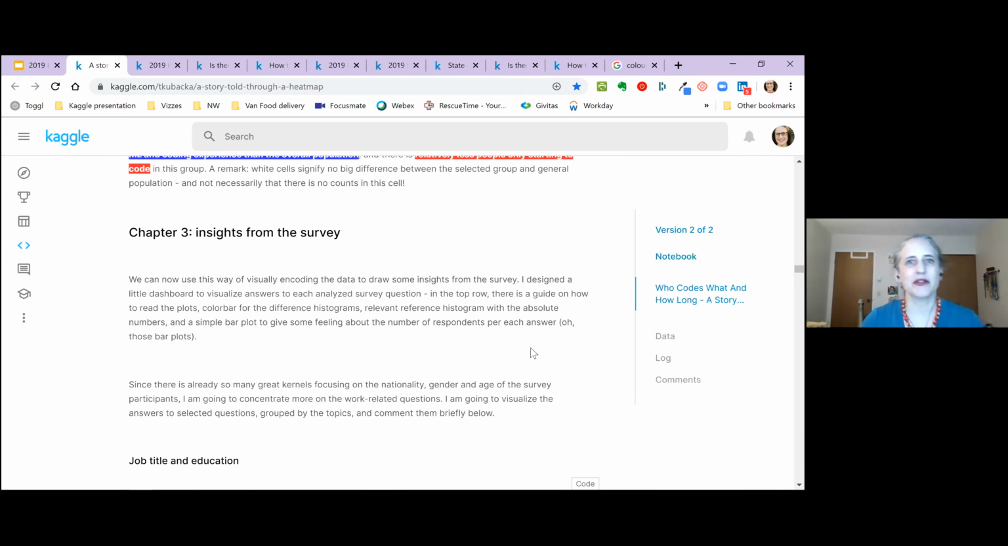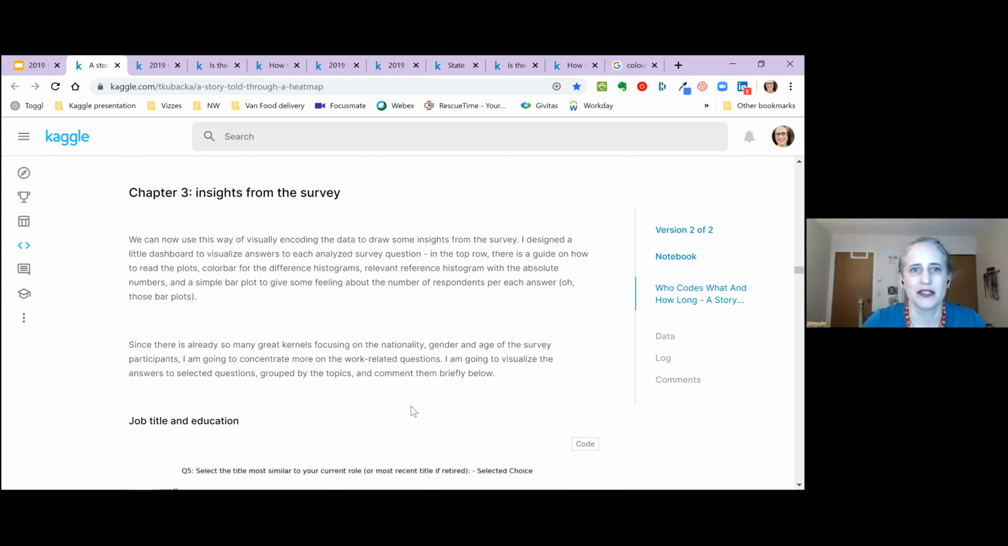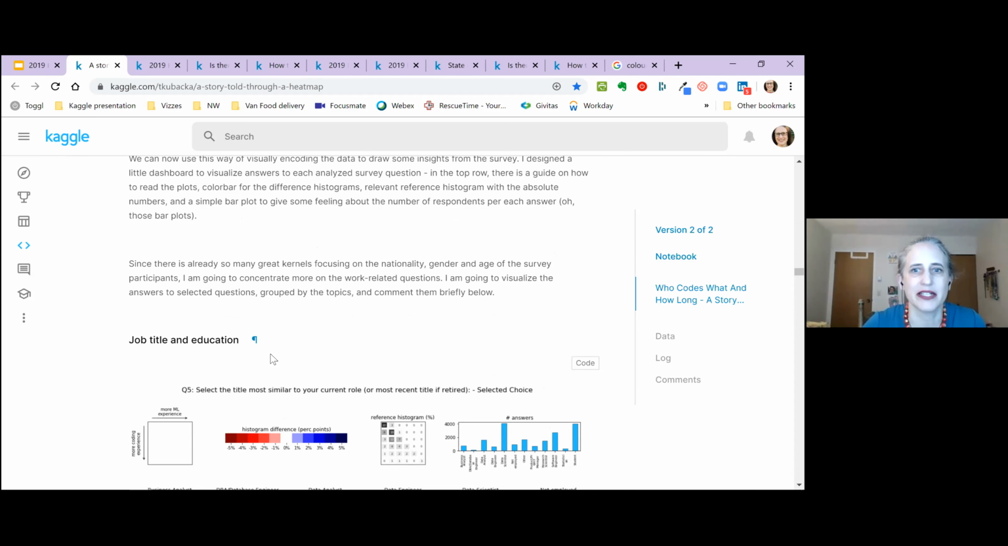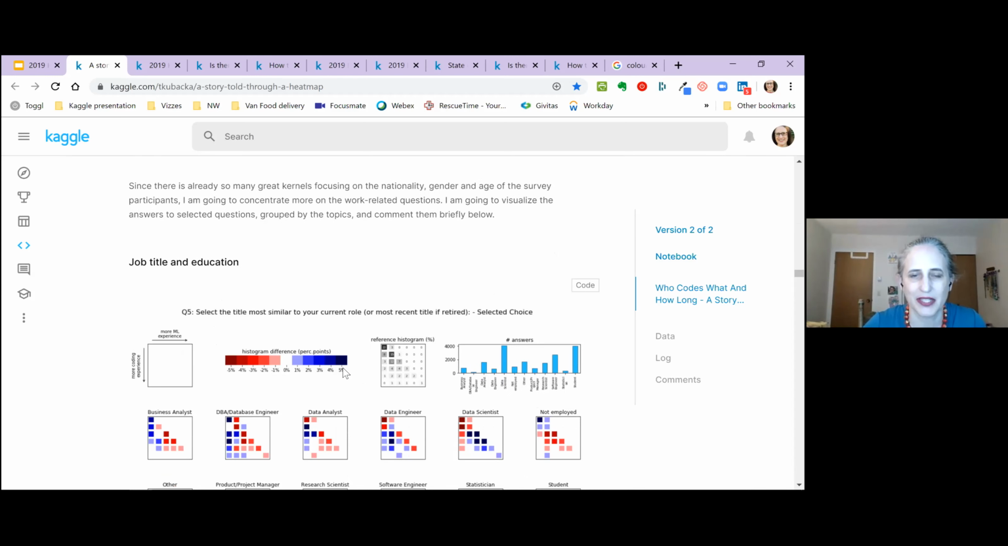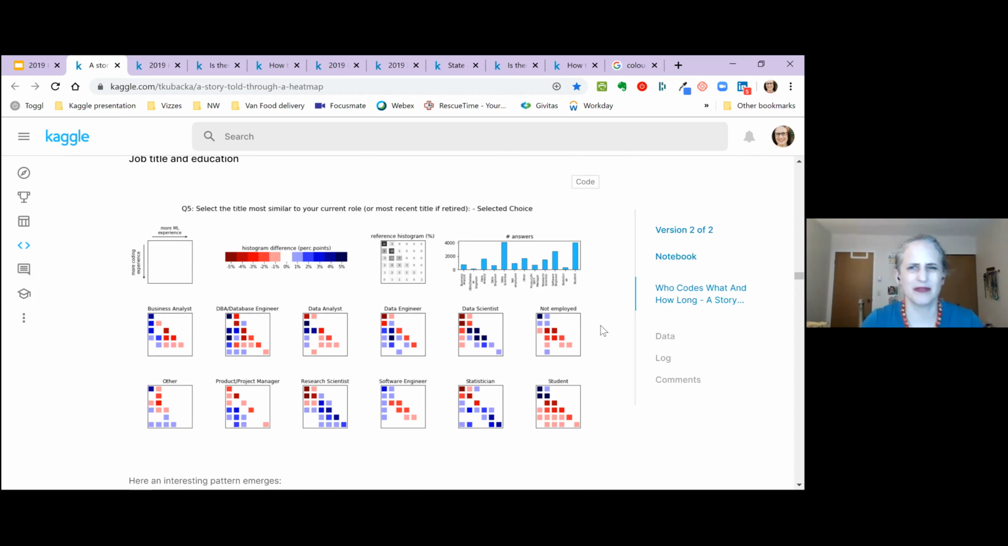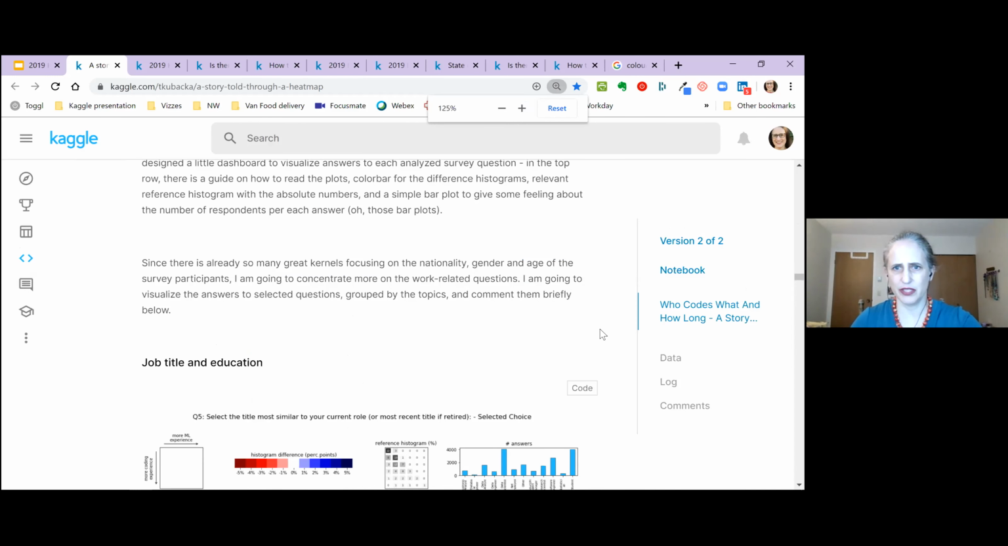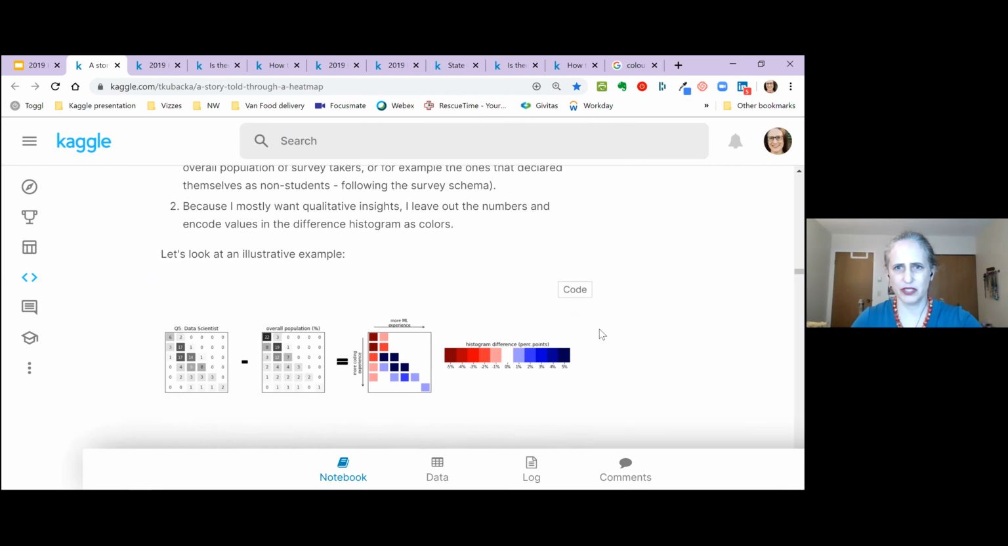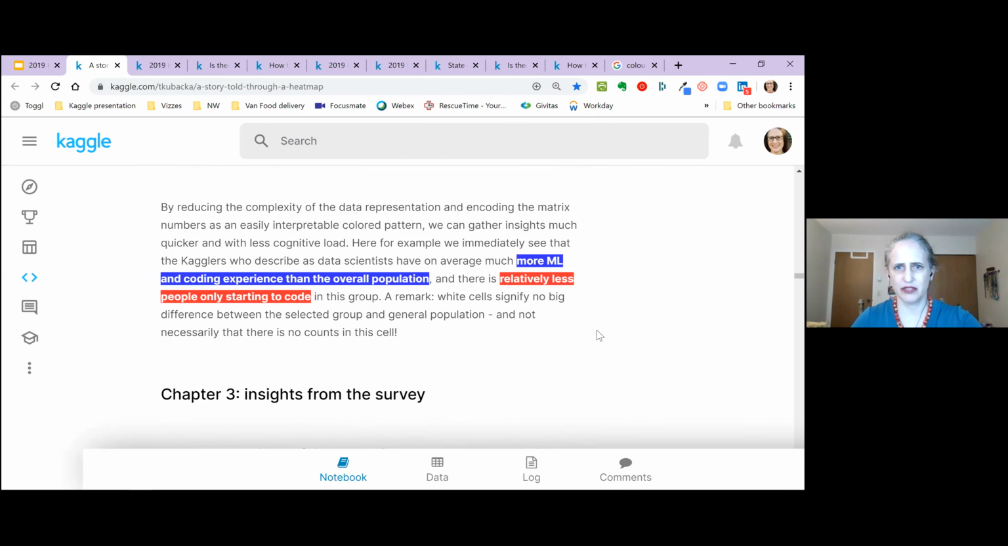And now comes the application of this innovative thing here, and it goes through a number of questions. So first, job title and education. This is quite small, probably on your screens as well. What happens if I zoom in here? Does it work? Or not really?